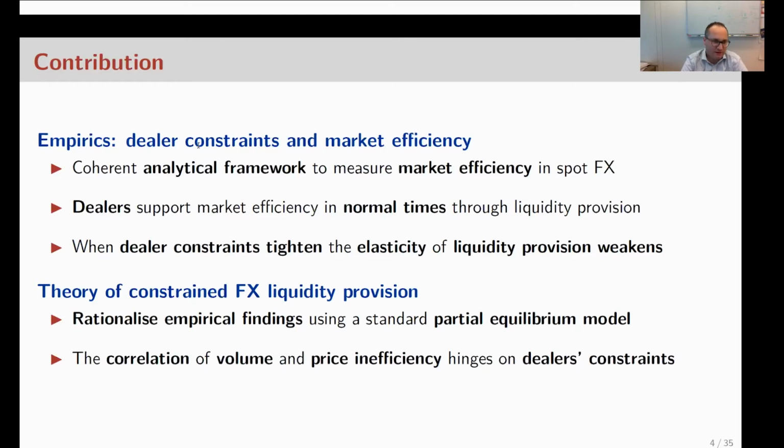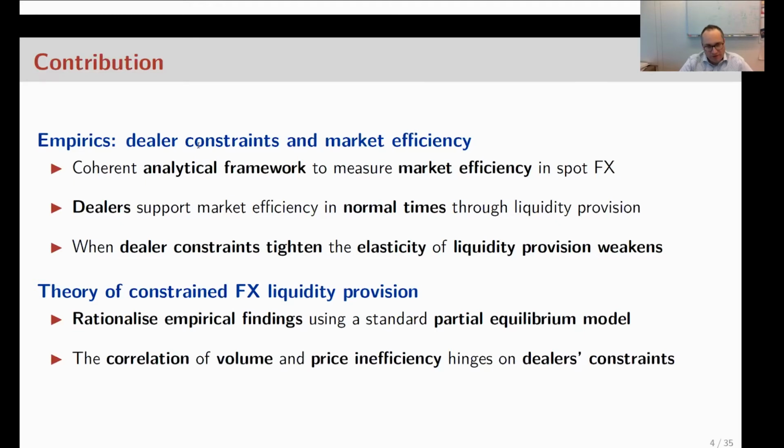And we find that in normal times, when dealers are unconstrained, their liquidity provision helps to support market efficiency. But when dealer constraints tighten, and I will lay out much more in depth throughout the presentation what I mean by that, then the elasticity of their liquidity provision weakens.